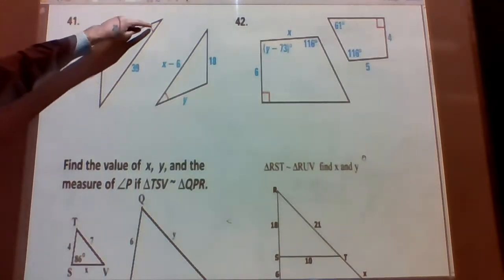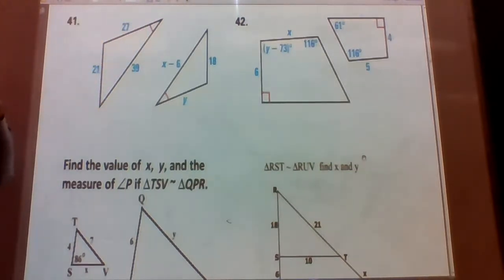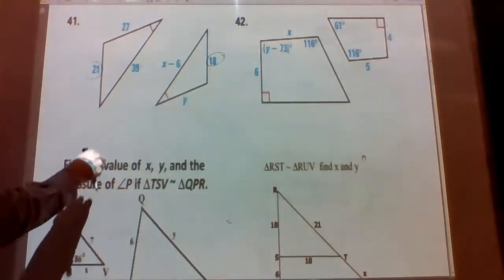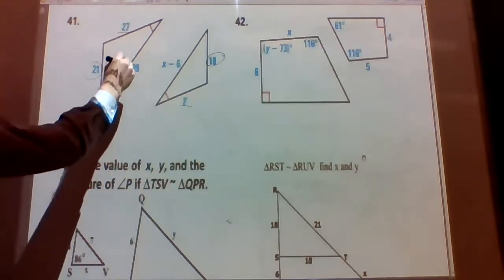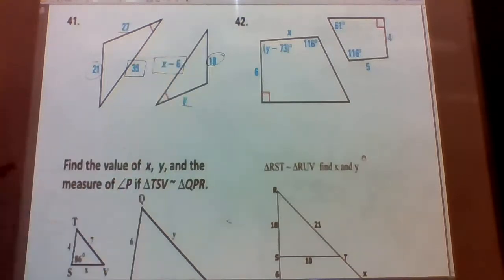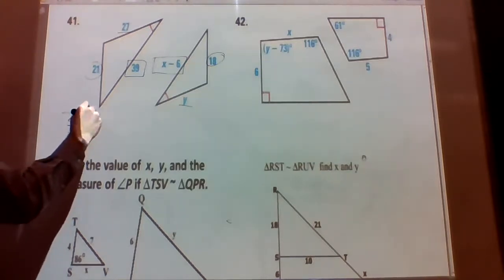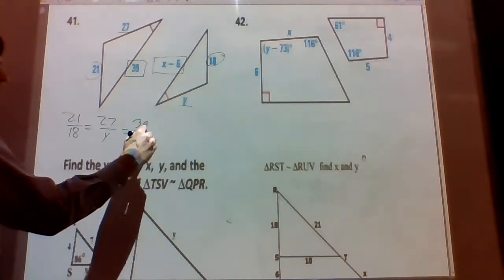So we would have to rotate this triangle 180 degrees to get it to line up. So 21 is going to match up with 18. And if we rotate it, 27 is going to match up with y, and 39 is going to match up with x minus 6. By matching up, we mean that they are going to correspond on the corresponding location of the similar triangles. So 21 over 18, 27 over y, and 39 over x minus 6.